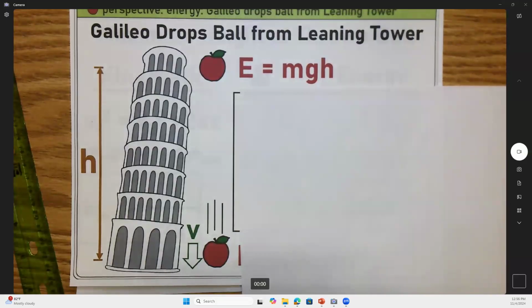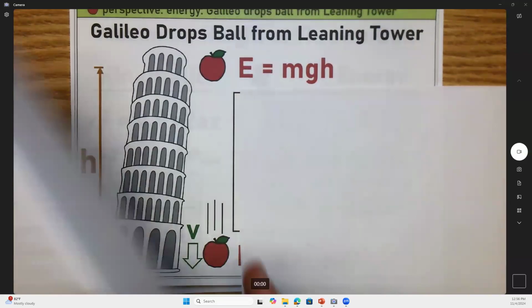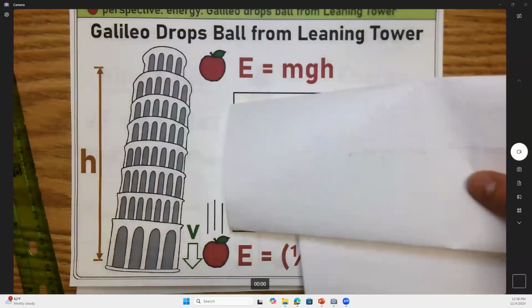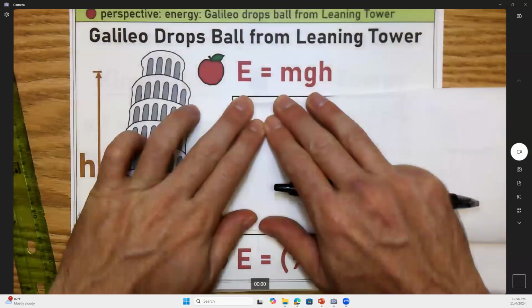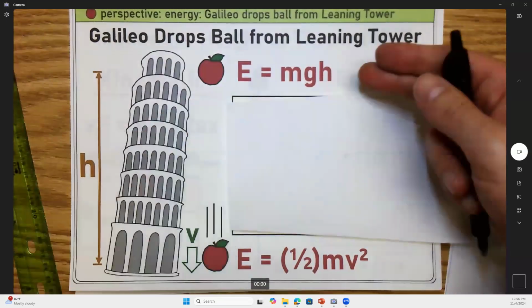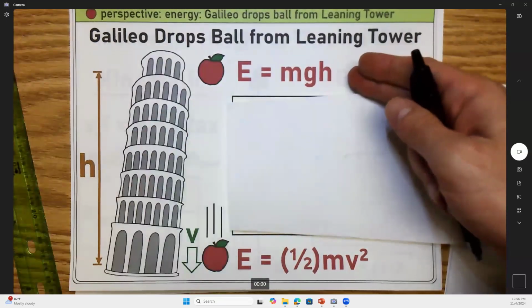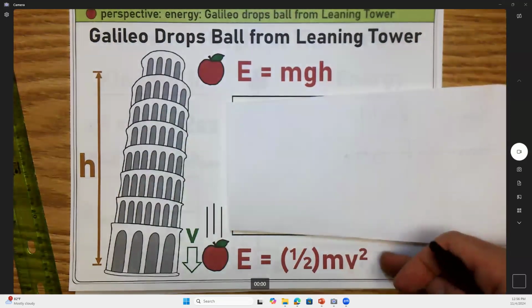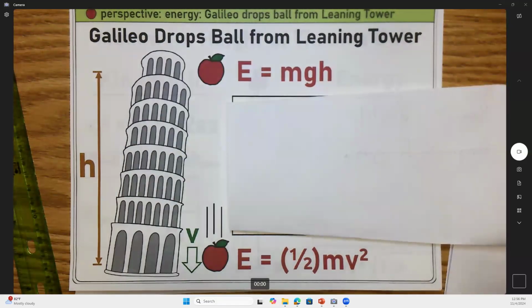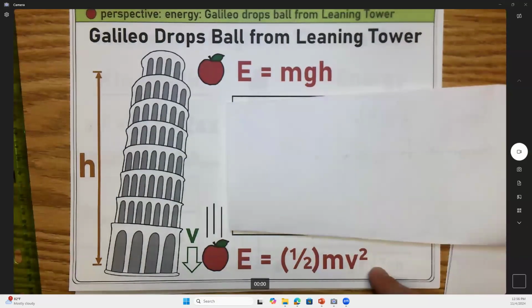1/2 mv squared. That's right, 1/2 mv squared. All right, so there's the energy at the bottom. Now we've got energy at the top is all mgh, 100% mgh. At the bottom, it's 100% 1/2 mv squared. Well, 99.999% for that rate. Maybe it's like 1 millimeter above the ground. You guys get the idea, right? It's almost all this.